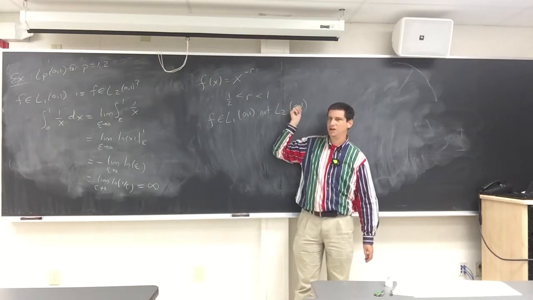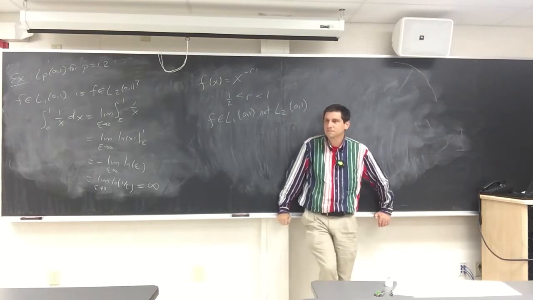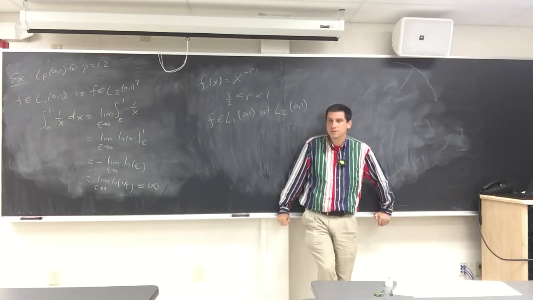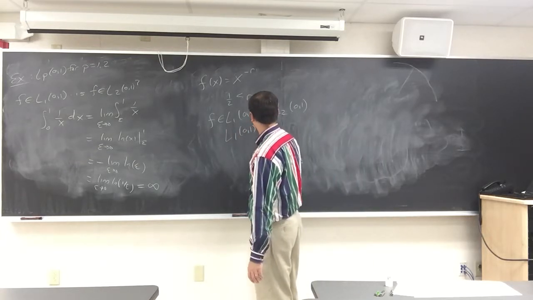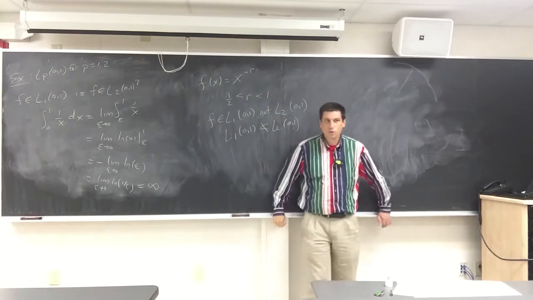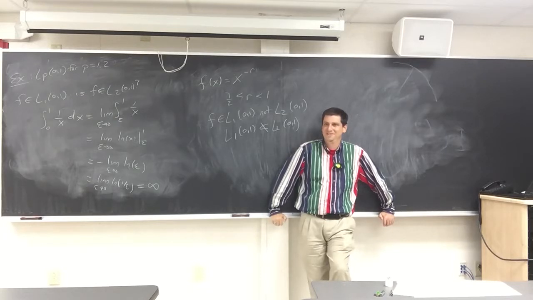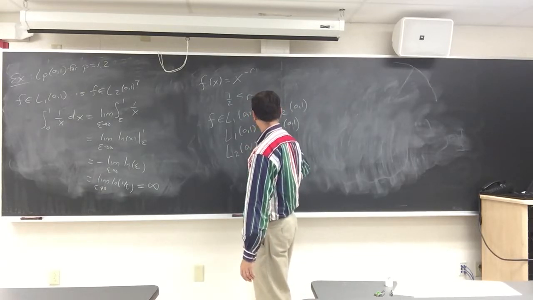Sometimes we put additional square brackets around 0, 1 to be really pedantic. Other times we don't care. So what this tells us is L1 of [0, 1] is not a subset of L2 of [0, 1]. What could be true? So L1 is not a subset of L2. Maybe L2 of [0, 1] is a subset of L1 of [0, 1].